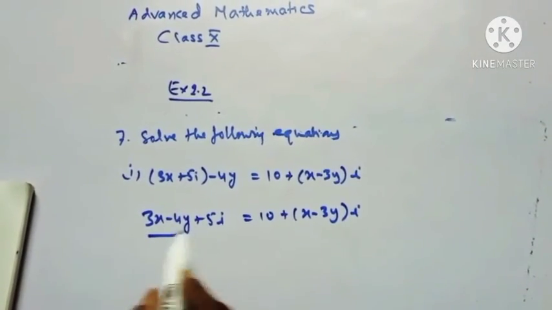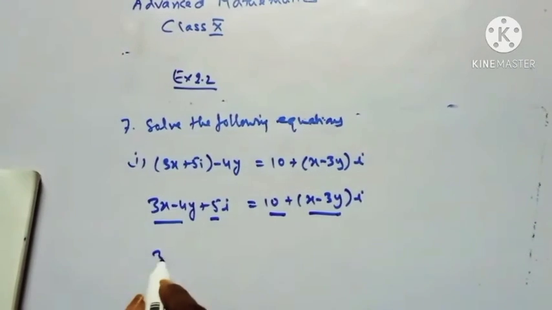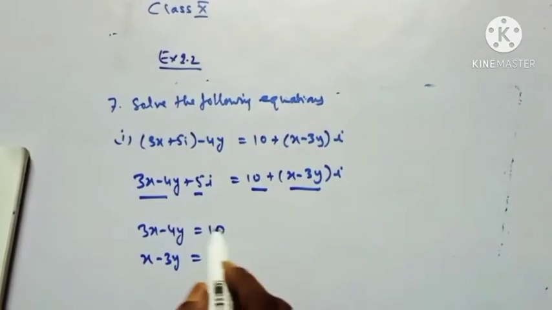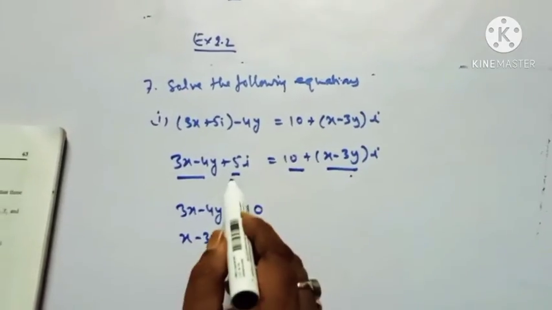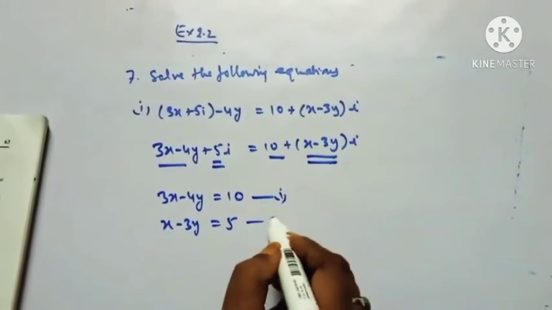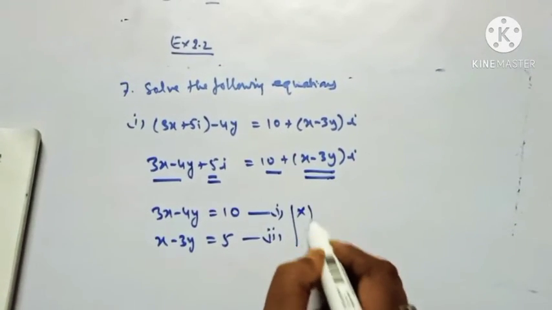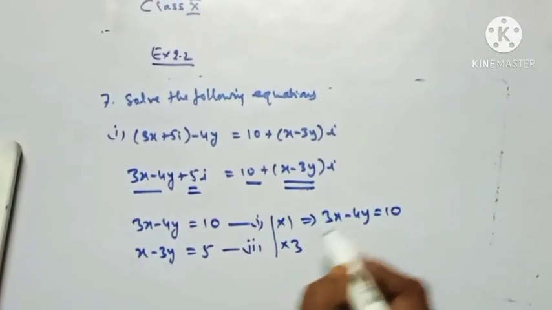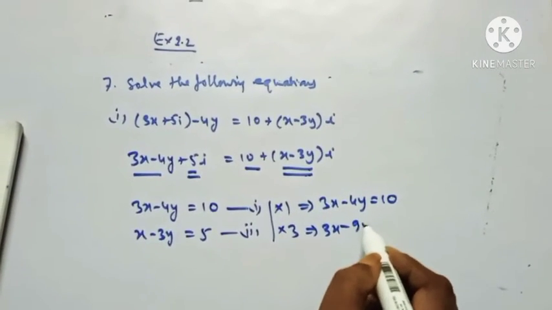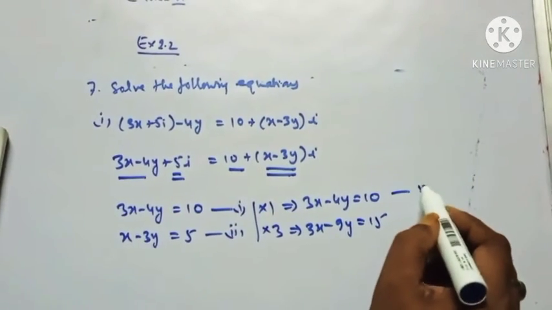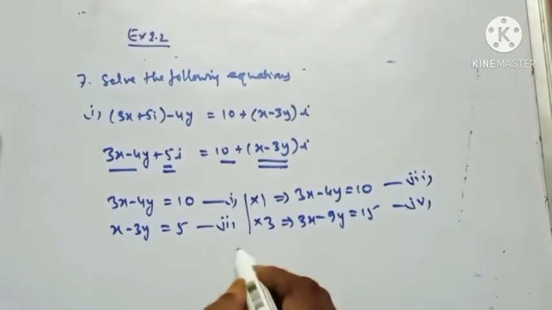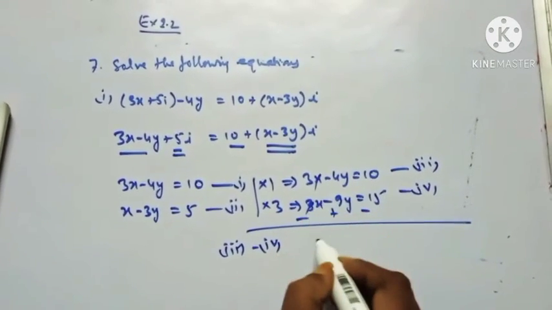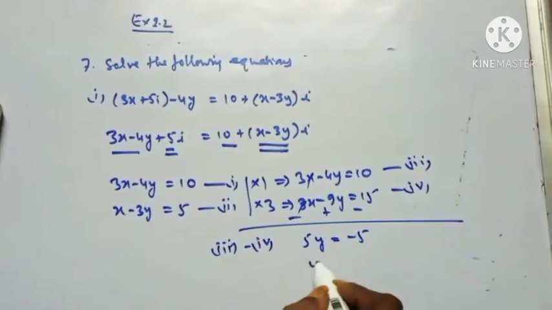So here, real part with real part, imaginary part with imaginary part. So 3x minus 4y equal to 10 and x minus 3y equal to 5. I will equate the real part and imaginary part. So equation 1 and equation 2, by the help of elimination method, I am going to find out the value of x and y. So this will be 3x minus 4y equal to 10 and this will be 3x minus 9y equal to 15. So this is equation 3 and this is equation 4. Subtracting, 3x minus 3x cancels out, 5y is equal to minus 5, so y is equal to minus 1.